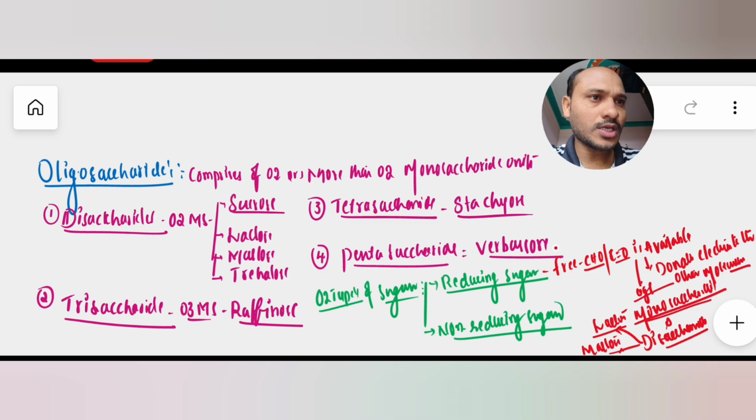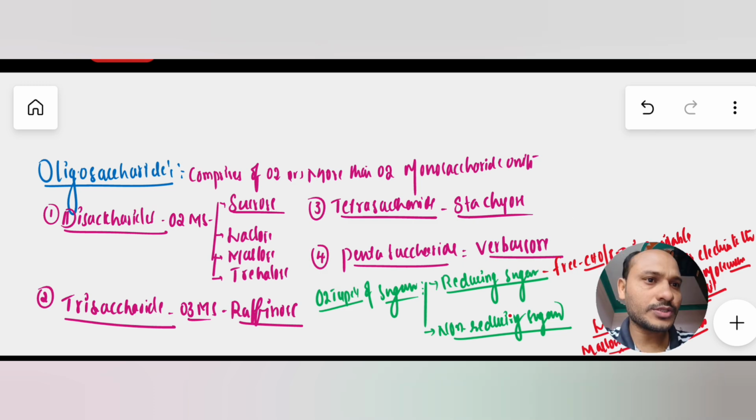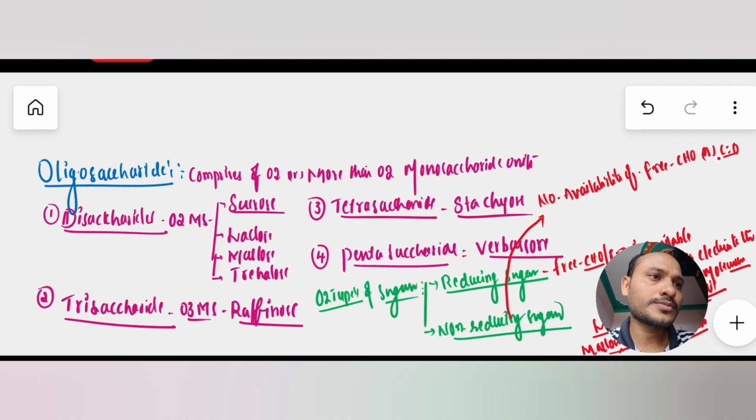Now coming to non-reducing sugar. It is quite the opposite. In non-reducing sugar there is no free aldehyde or ketone group, hence they do not donate electrons to other molecules. Any carbohydrate which does not donate electrons to another molecule is called a non-reducing sugar. Very important: all polysaccharides are non-reducing sugars. We will discuss polysaccharides in the next video.